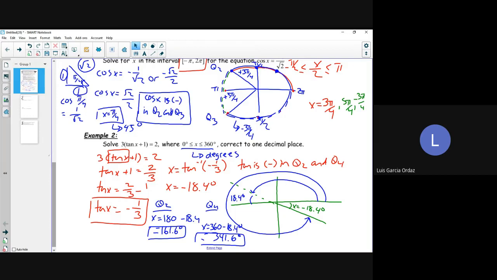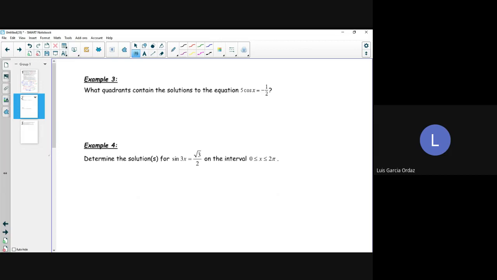All right, let's move on to our next example. Example 3 is pretty straightforward. We want to figure out what quadrants contain the solutions to the equation 5 times cos x is equal to -1/2. So we have 5 cos x is equal to -1/2.